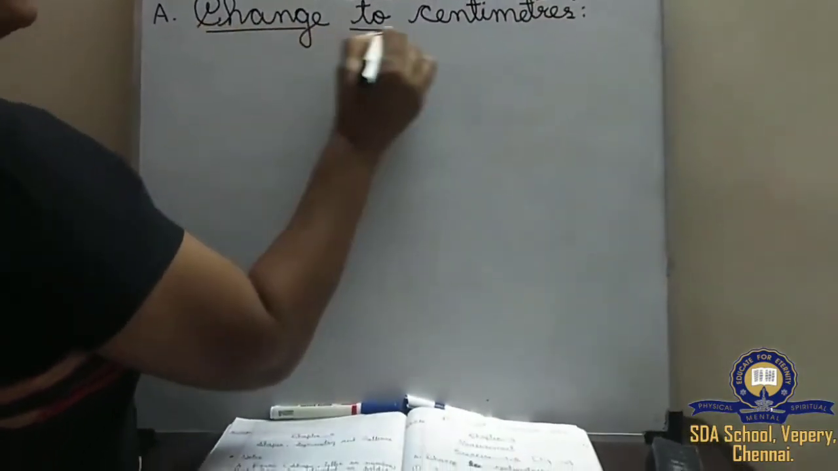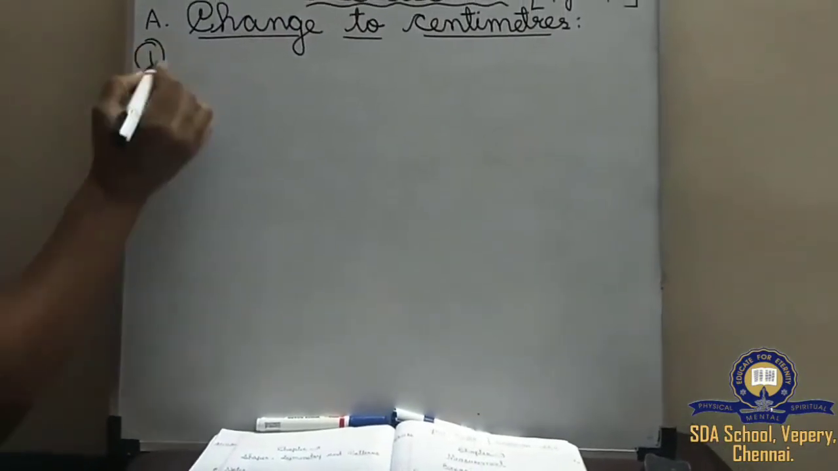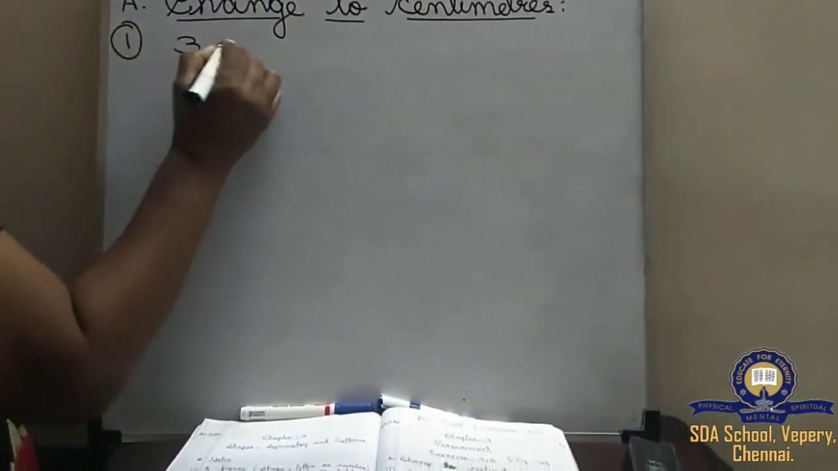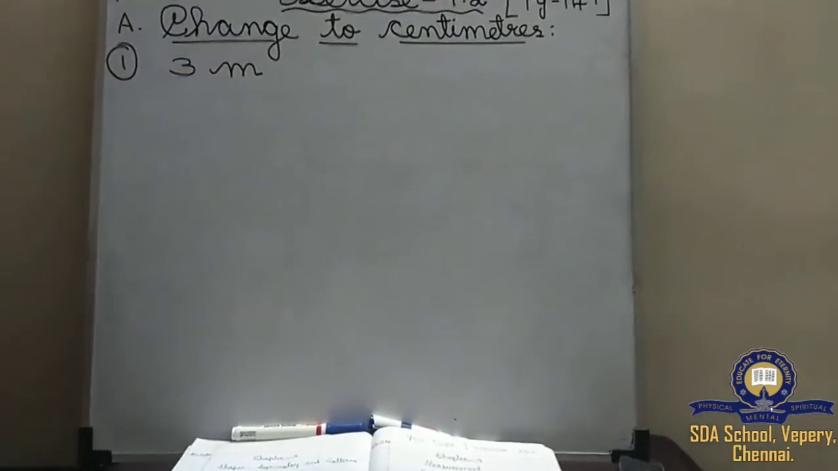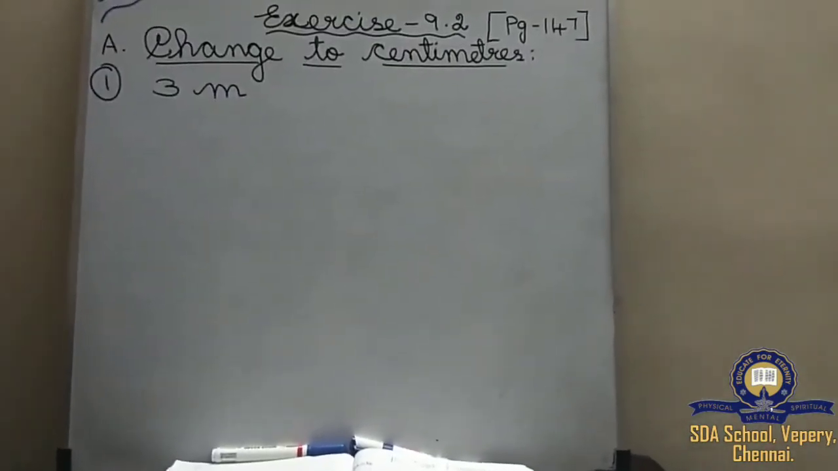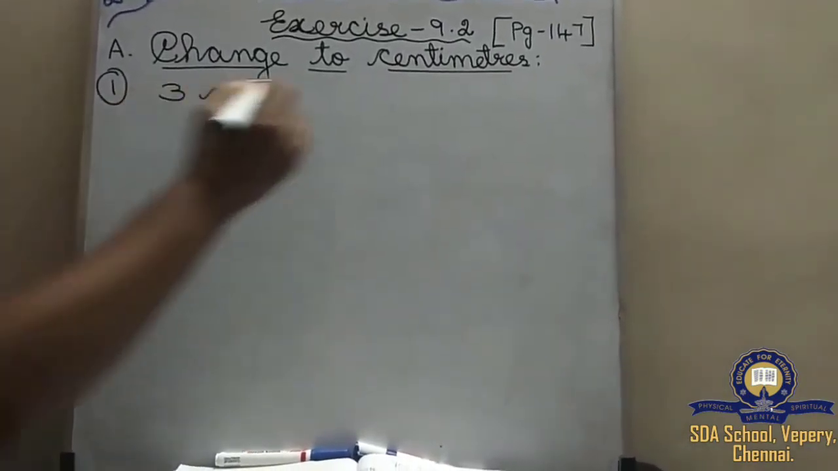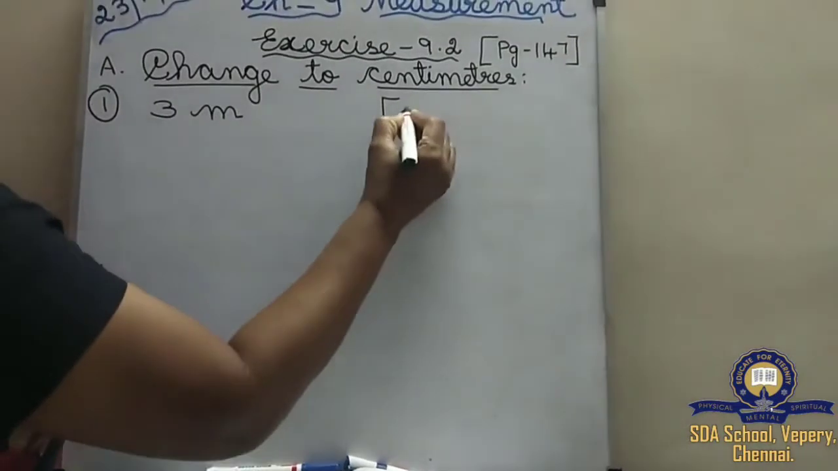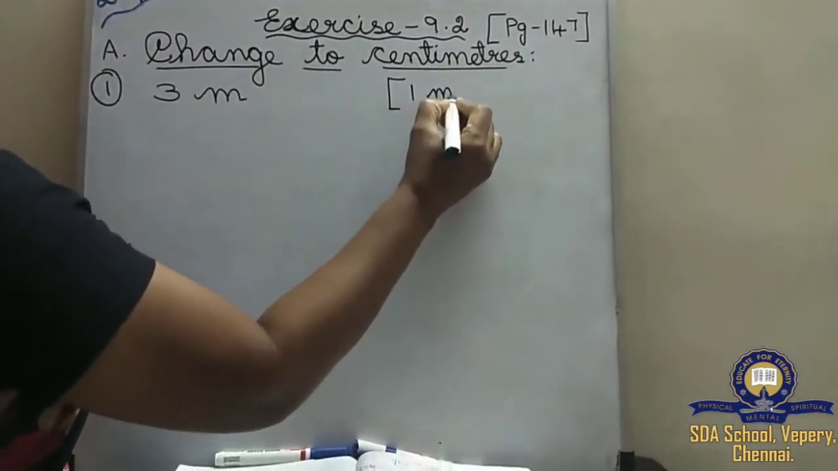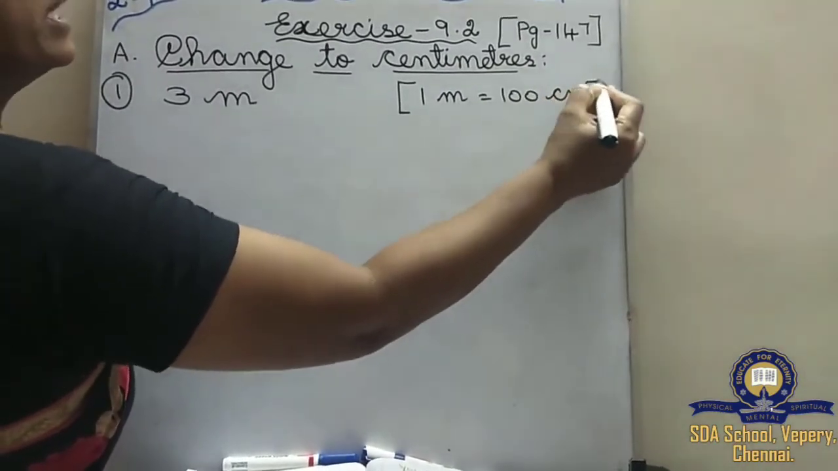Okay. First we are going to see change to centimeters. Here they have given meter. 3 meter, this meter you have to change into centimeter. So what formula did we learn there? 1 meter is equal to 100 centimeter. You should not forget. 1 meter is equal to 100 centimeter. Isn't it, children? We learned there.